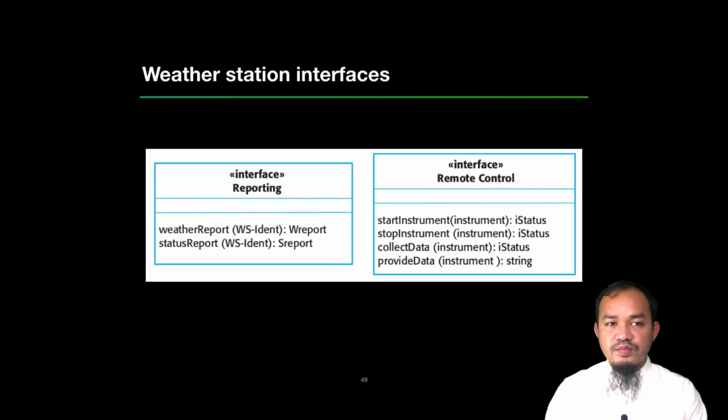This is an example of a weather station interface. There are two interfaces here: reporting and remote control. If you look here at the interface, there is no property, no implementation of what the interface is doing. But they will give the name of the interface. If you want to use this interface, you have to implement the method by yourself. This is called an interface.